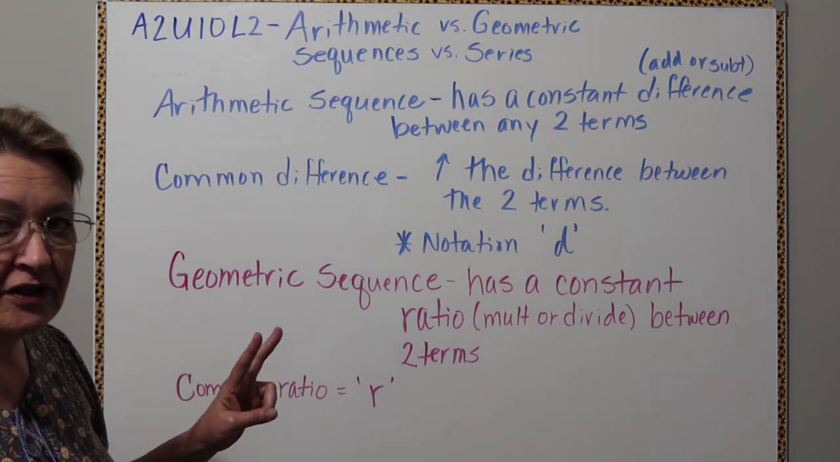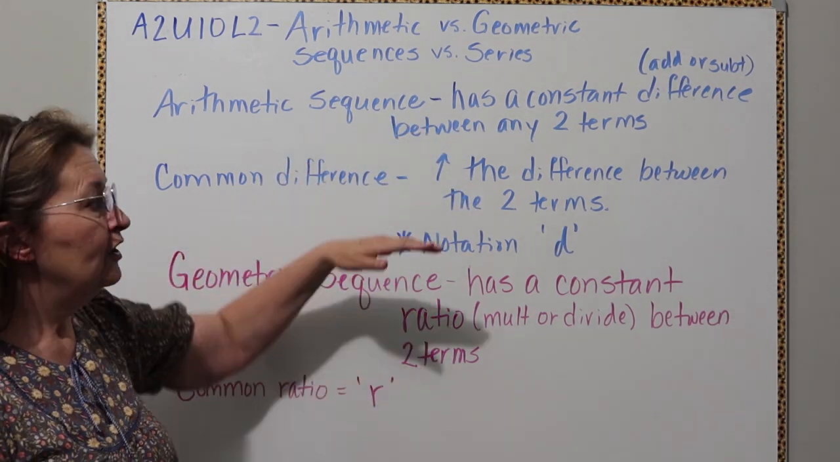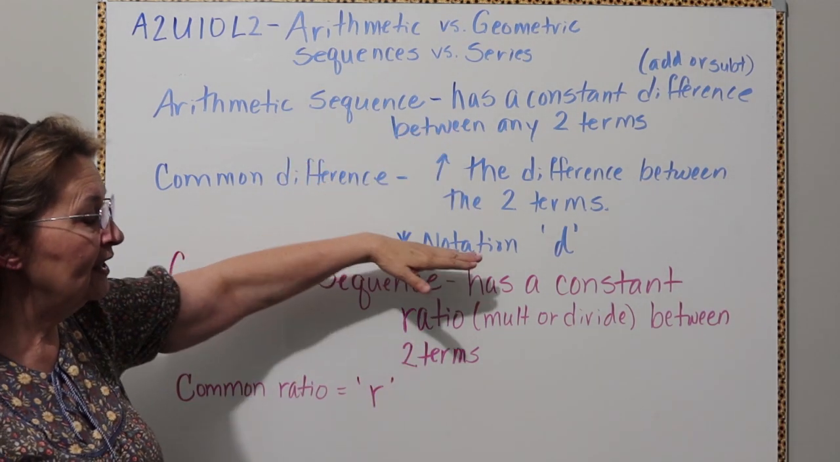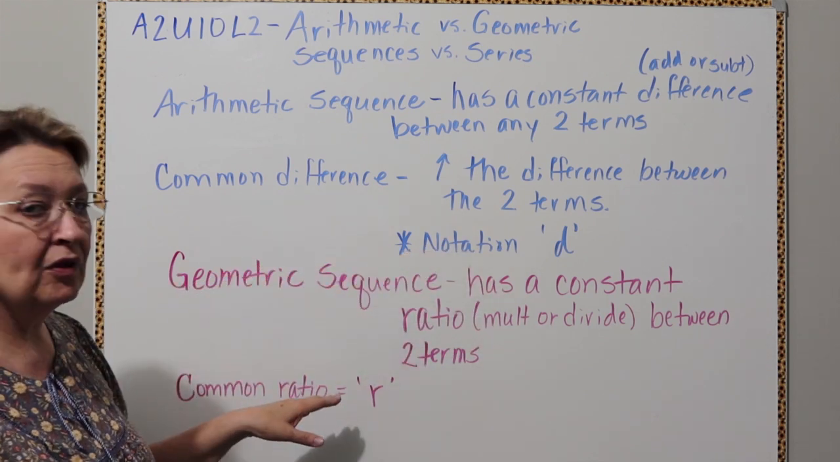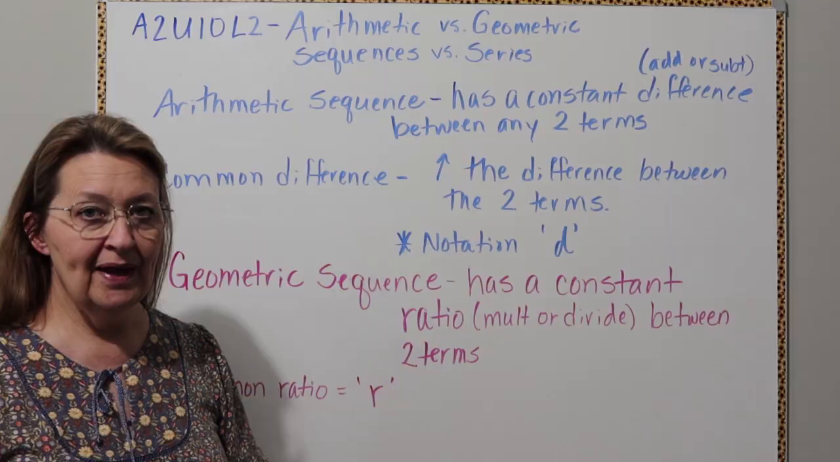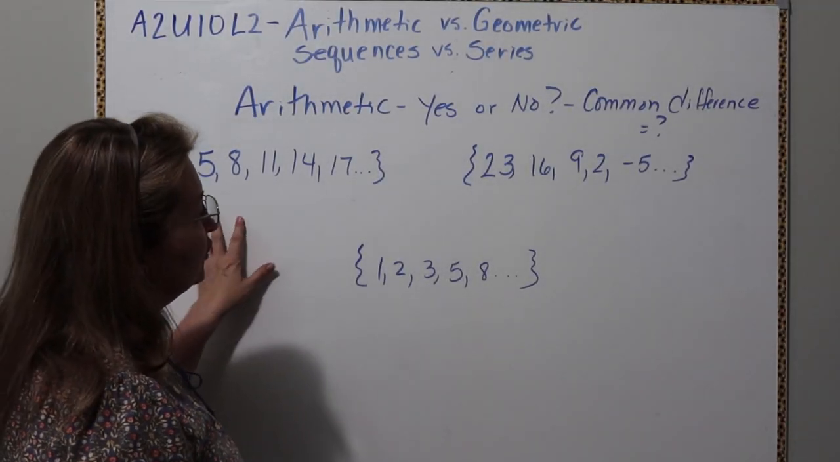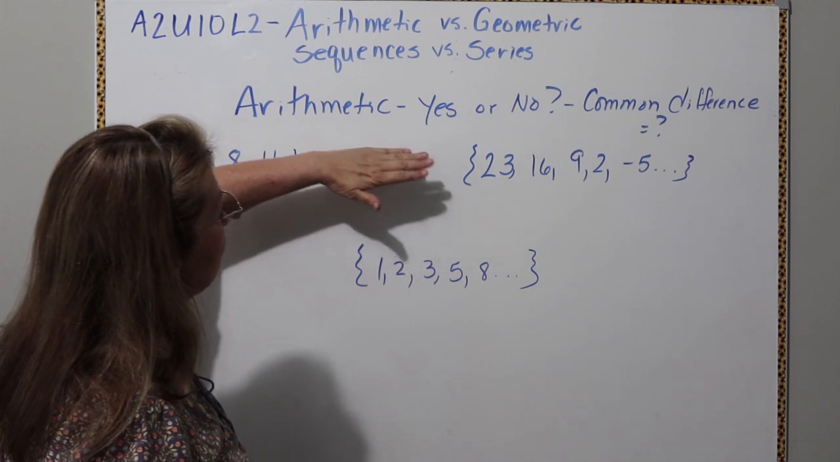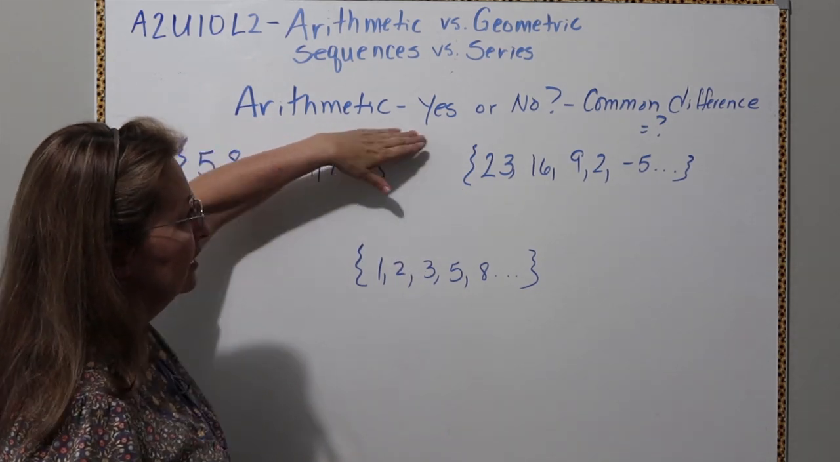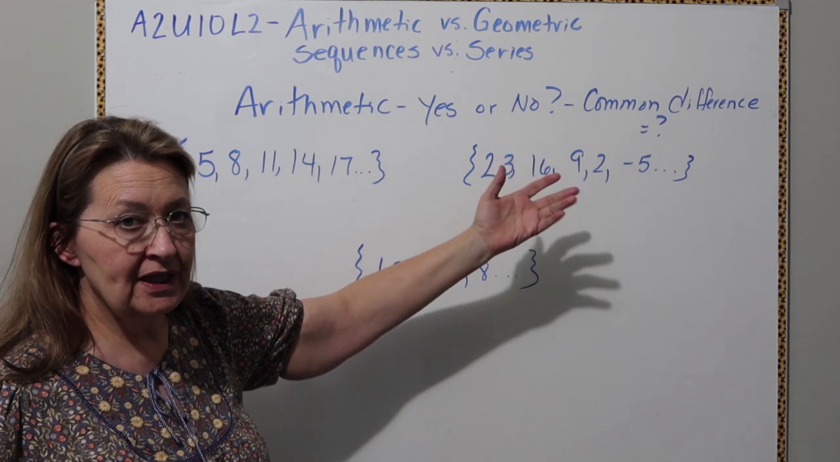So we're going to have two different sets of formulas. One for arithmetic, one for geometric. Your arithmetics will have a D. Your geometrics will have an R. So first, let's look at just arithmetic. Let's look at these three examples, and we're just going to look at the sequence and determine, is it arithmetic, yes or no? And if yes, what's the common difference, or D?